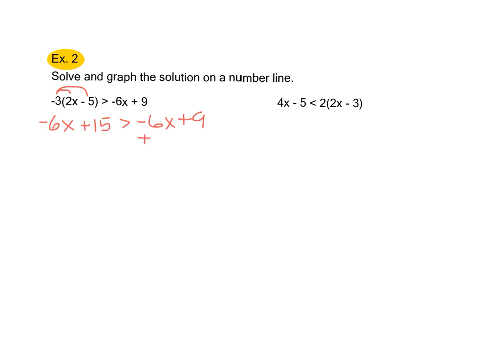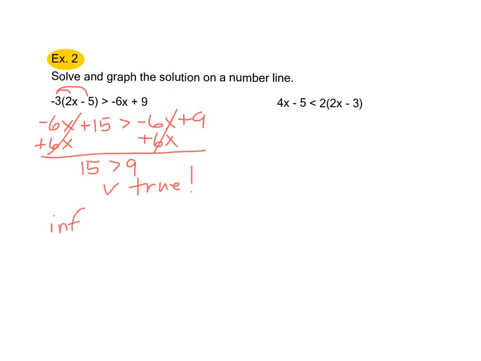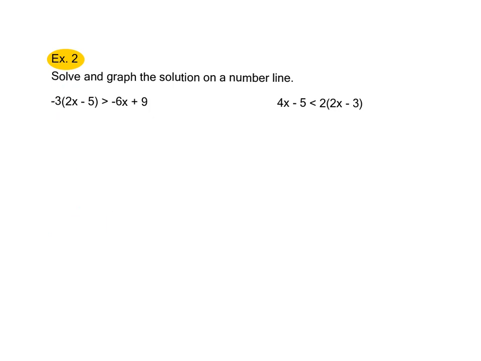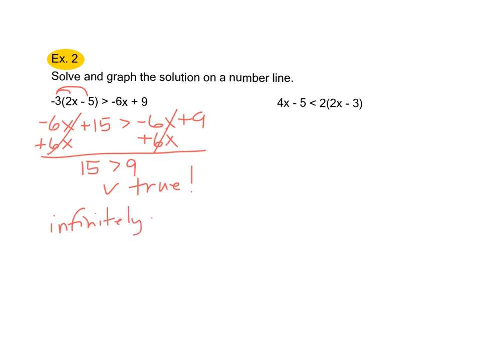I'm going to move the 6x over by adding. And then notice what happens. The variable cancels out. We get 15 on the left-hand side greater than 9. Is that true or false? That's actually a true statement. Because that inequality is true, it means no matter what you plug in for x, the left-hand side will be greater than the right-hand side. So we say infinitely many solutions.